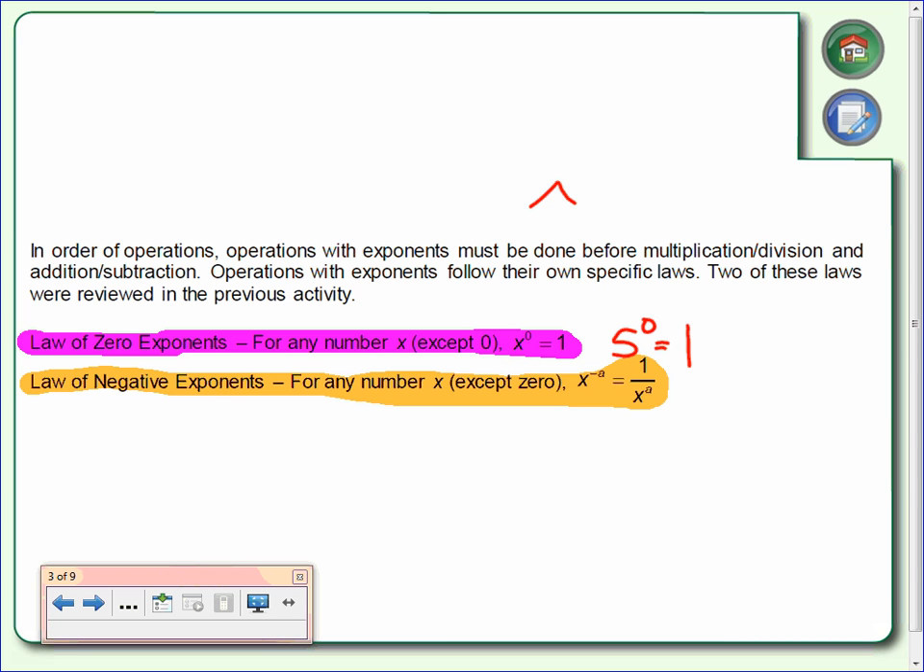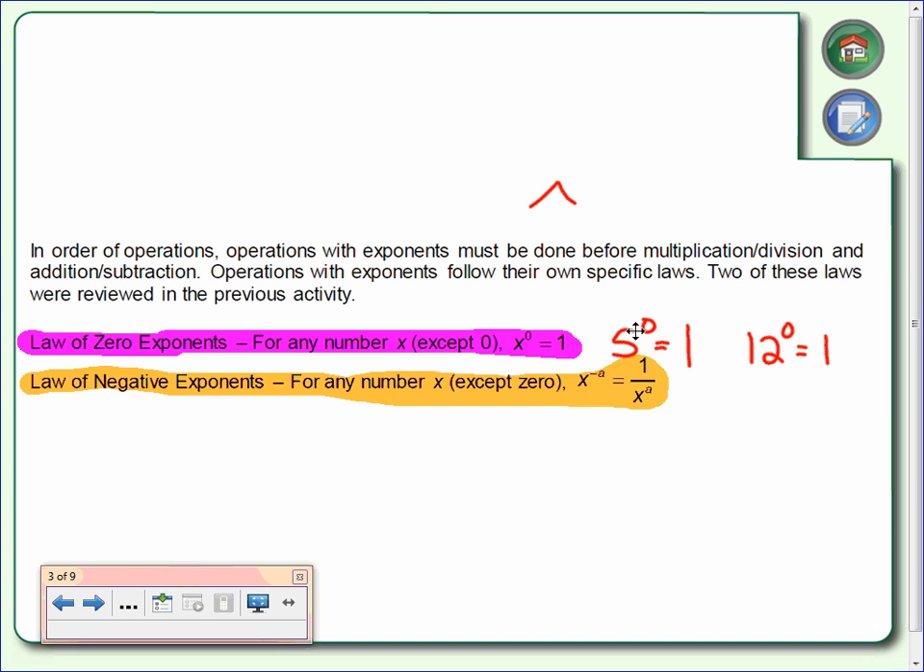Do that again. Try another one. Let's do 12 to the 0 power. 12 to the 0 power would be 1. Any number that I put in there to the 0 power is always going to be 1. That's what this rule says. The law of zero exponent means anytime we have an exponent of 0, we're always going to get an answer of 1. So that's a pretty easy rule to remember. Anything to the 0 power is equal to 1.